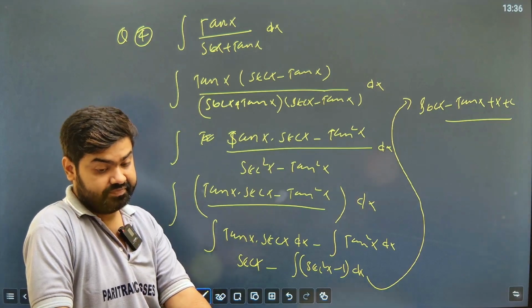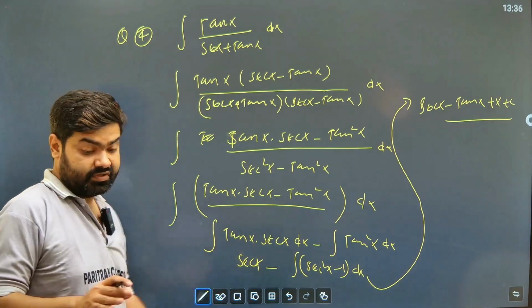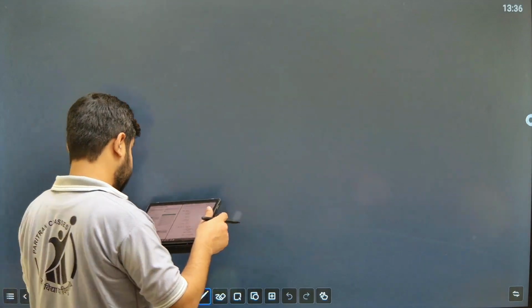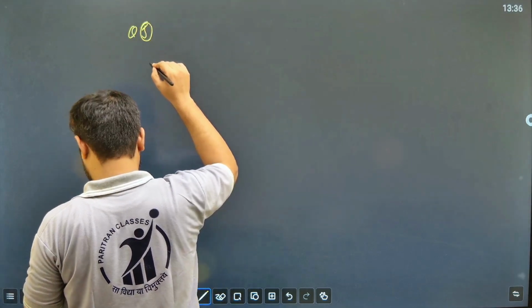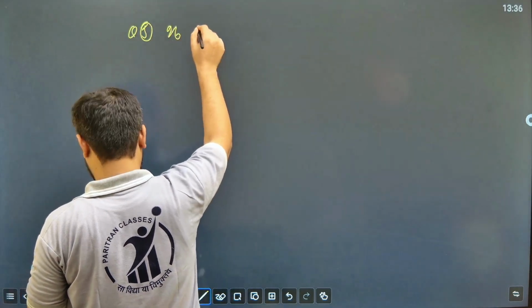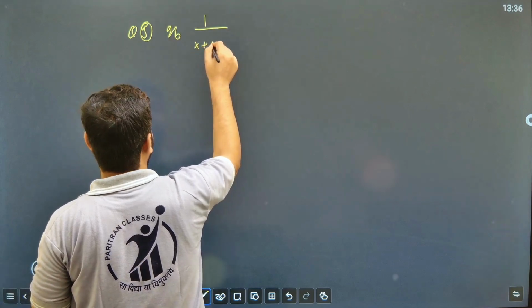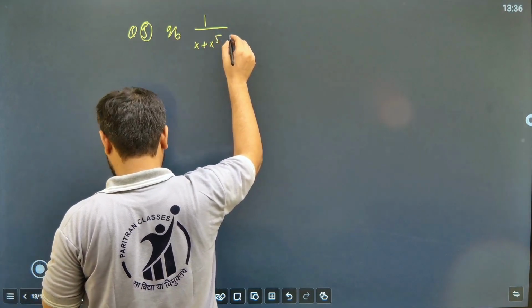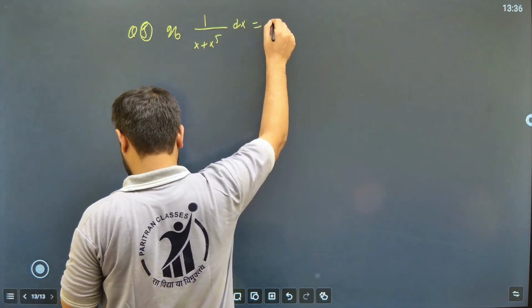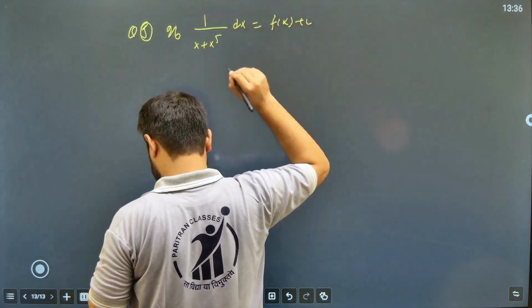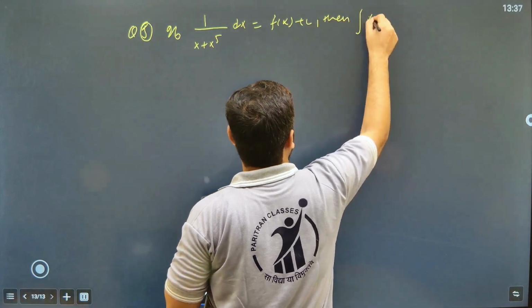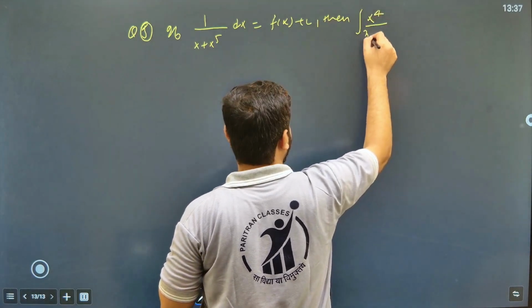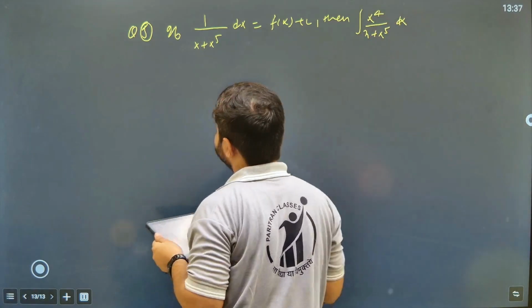Question number 5. In question number 5, what is given? The question is: if integration of 1 upon x plus x to the power 5 dx is equal to fx plus c, then we have to find integration of x to the power 4 upon x plus x to the power 5 dx.